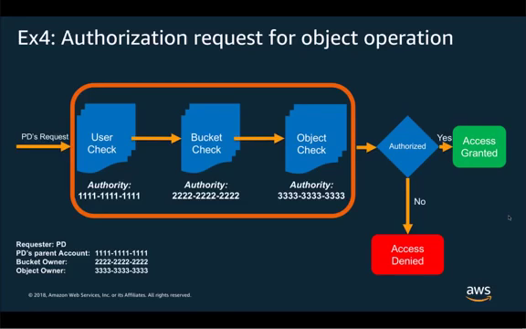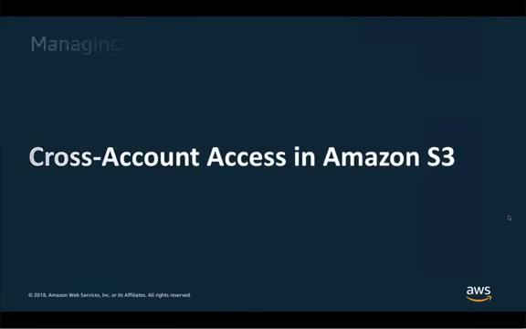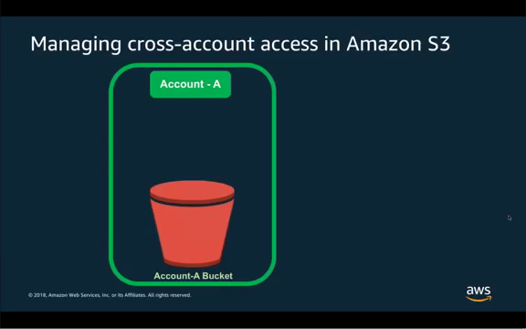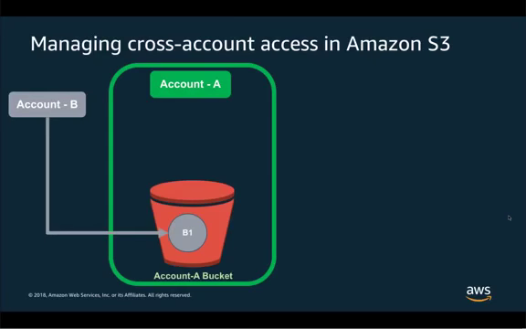Now, this is a good segue for discussing cross-account access, because this is an example where we discuss cross-account access in Amazon S3. So say you have account A. Account A has created a bucket called account A bucket. Account A has written a bucket policy that grants account B permission to put an object in account A's bucket. In this particular case, the bucket owner is account A, the object owner is account B.